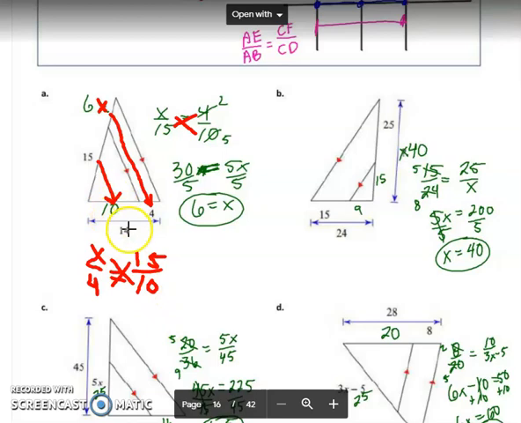We generated this 10. If you notice, they gave us the whole side was 14, and then that little piece was 4. So 14 minus 4 gave us 10. That helps us out as we look at letter B over here. This whole thing is 24. 24 minus 15 is 9. That can be kind of useful.